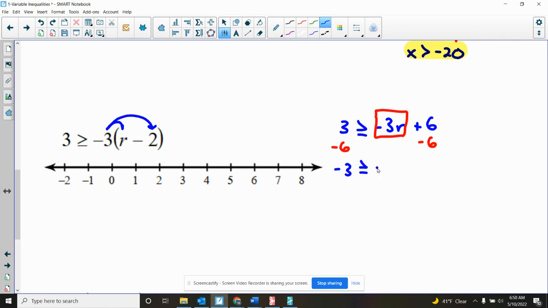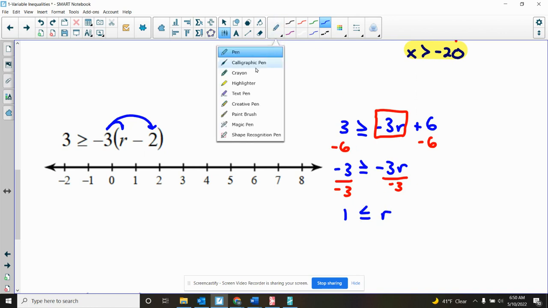So -3 greater than or equal to -3r. Divide by that -3. Divide by that -3. So over here is a 1. Over here is an r. Again, I just divided by a negative number. That means this greater than or equal has to become a less than or equal. When you divide by a negative or multiply by a negative, the inequality sign switches direction. So this is very cool. 1 is less than or equal to r. This is a good answer.